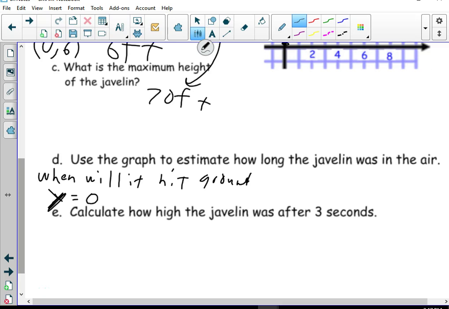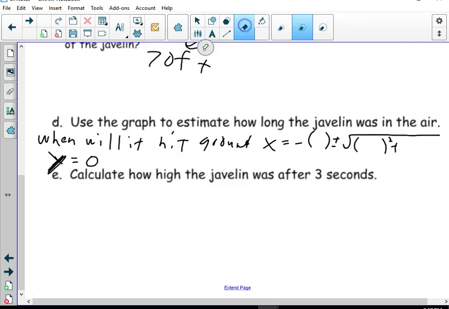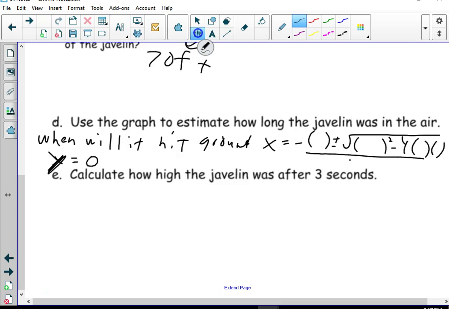Okay. So we're going to come down here for this because there's not room for it. Well, we'll put that up here. We can't factor it, so we have to do the opposite of b plus or minus square root of b squared minus 4ac all over 2a. So what's my a?